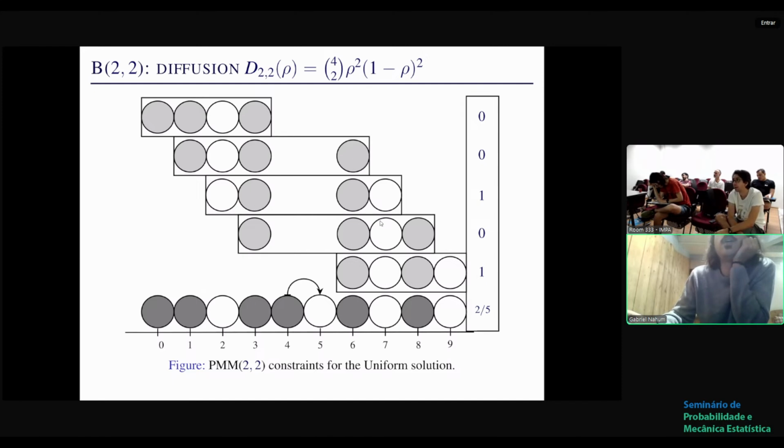In this case here we have these windows of length 4, and only on these two windows here we have exactly 2 particles. So the rate for a jump in this node will be 2 over 5.